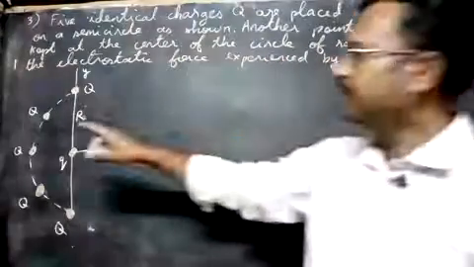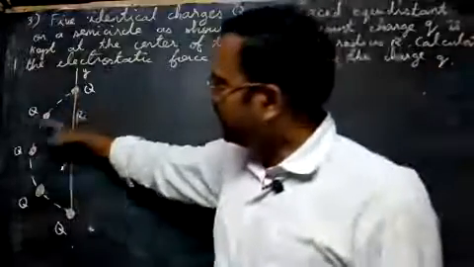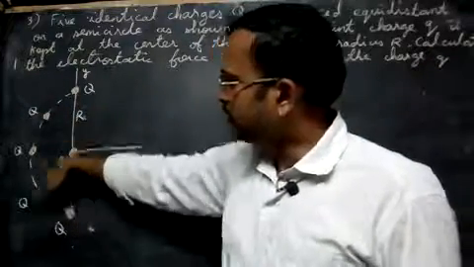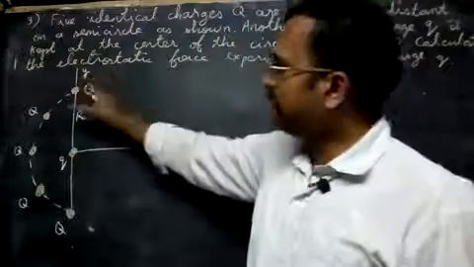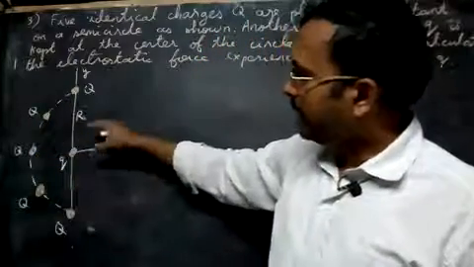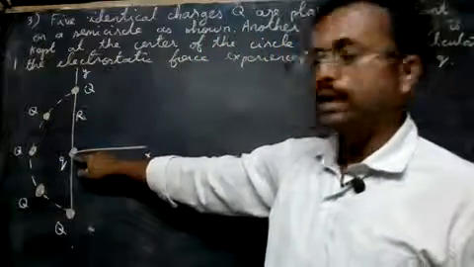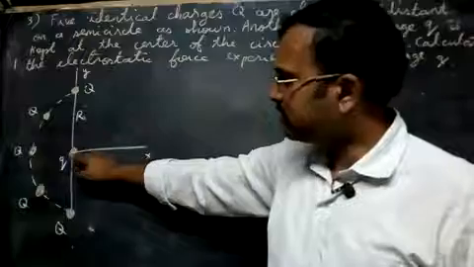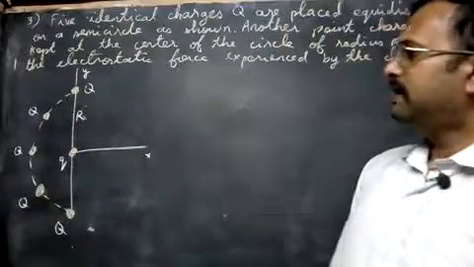See, in this sum there are 5 charges here. They are identical, it means they are the same, and they are kept equidistant, that means at the same distance, on a semicircle. At the center we have another charge, that is small q. What is the electrostatic force on this small charge that you must find? Okay, let's see how to do it.